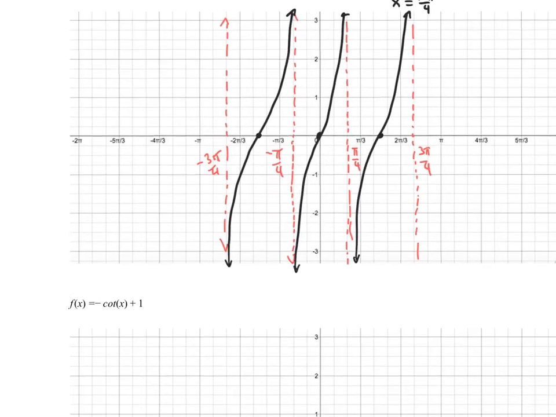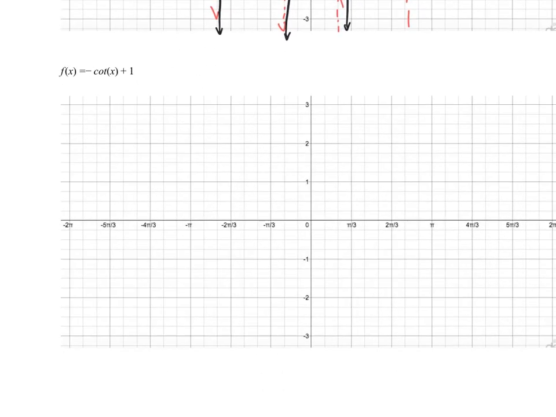All right, let's look at another graph. This one says f of x equals negative cotangent x plus 1. So we've got a shift up 1 and a flip, but no change in the period or asymptotes, so that's really nice. Remember, a typical period for cotangent is pi, and the asymptotes are typically every k pi, where k is an integer. So no changes to that in this case, which makes it nice.